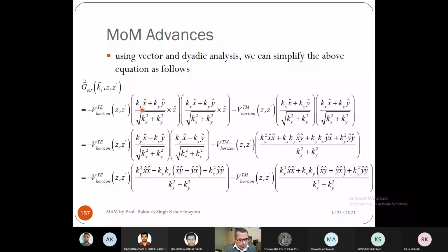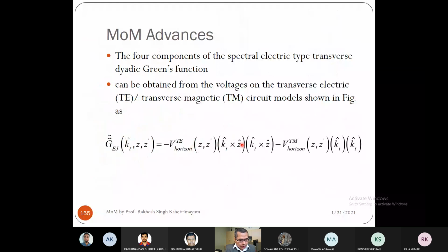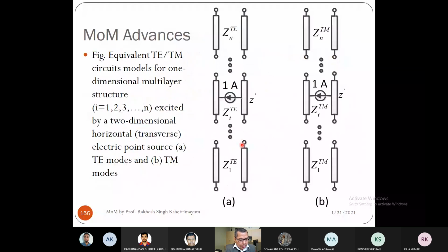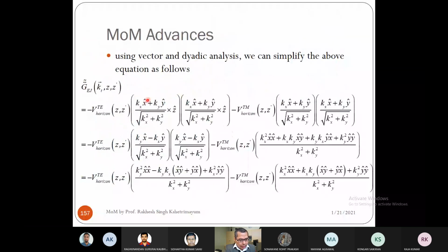What we have here in this expression is kt hat cross product with z hat. So what is kt hat? The kt vector is kx x hat plus ky y hat. We are considering only the xy plane, so this wave vector will have only x and y components, but I am interested in the unit vector of that, so I need to divide by the amplitude of this wave vector, square root of kx square plus ky square. So I do the cross product with the z vector. So this is the kt unit vector and this is the z unit vector. When I do the cross product of these two vectors, I simply get ky x hat minus kx y hat.